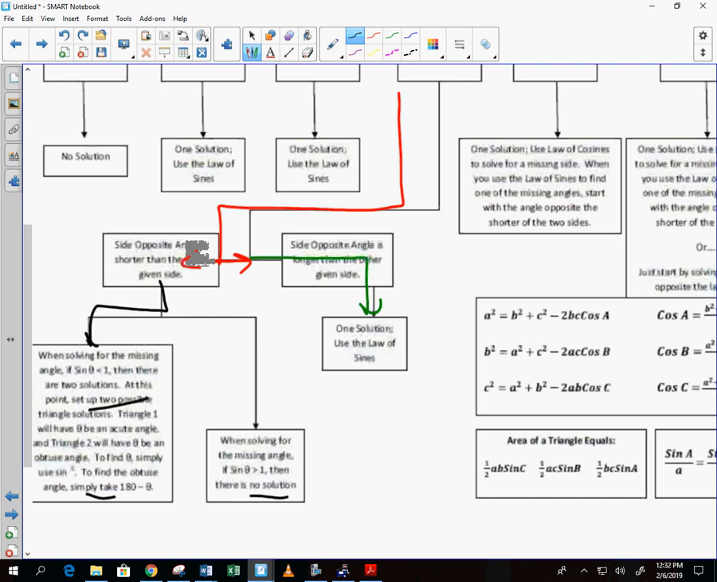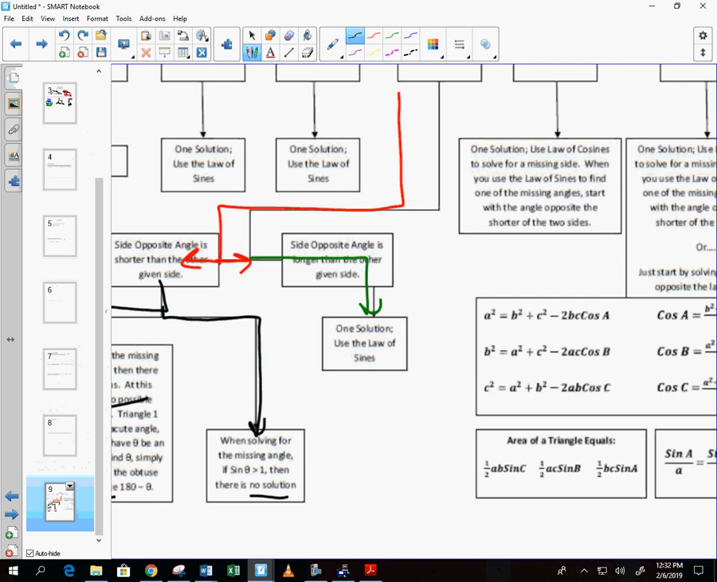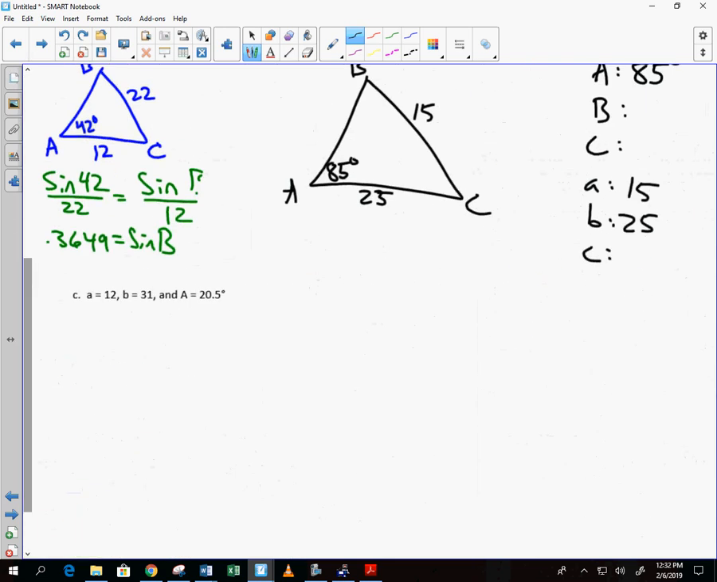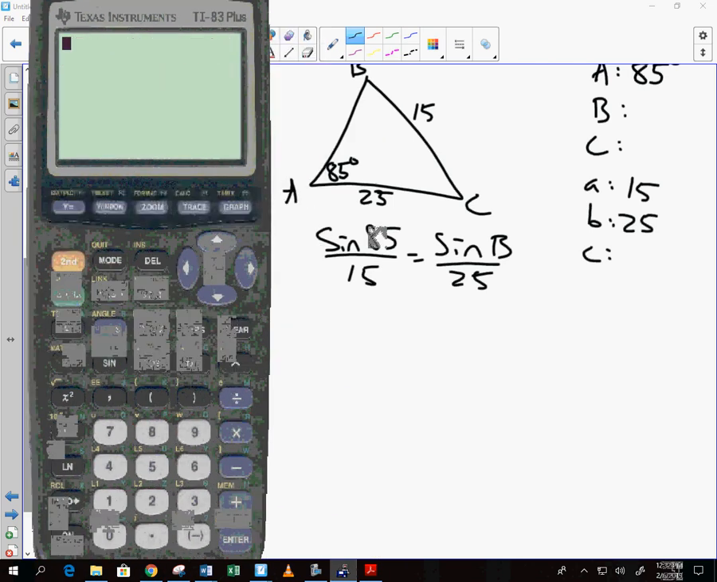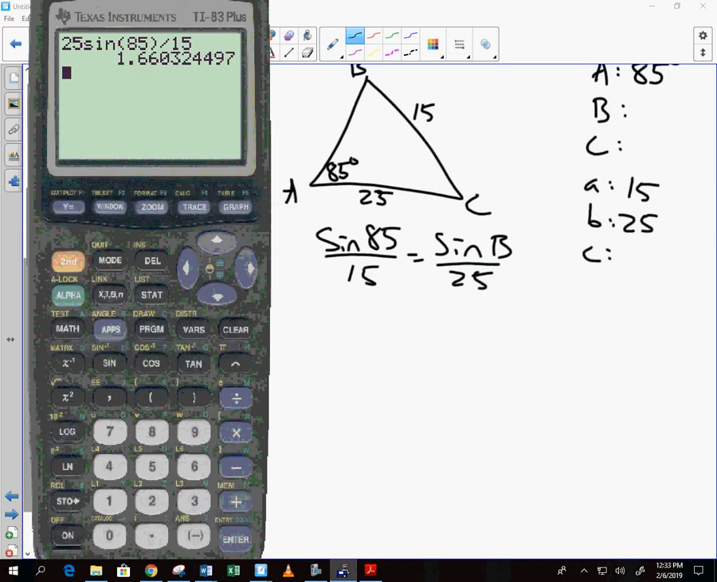So I am either in a two-solution scenario or a no-solution scenario. You don't know until you set it up. People always get to this point. They're like, Mr. Gantz, which one is it? And I said, figure it out. Let's set it up. Sine of 85 over 15 is equal to sine of B over 25. Multiply the 25 on over. 25 sine of 85 divided by 15, I get 1.66.